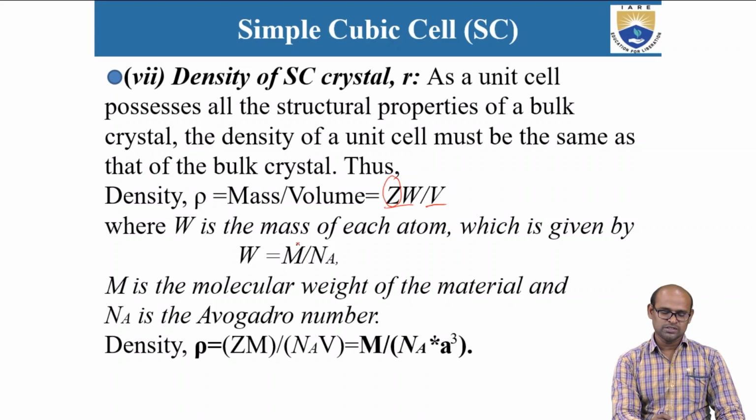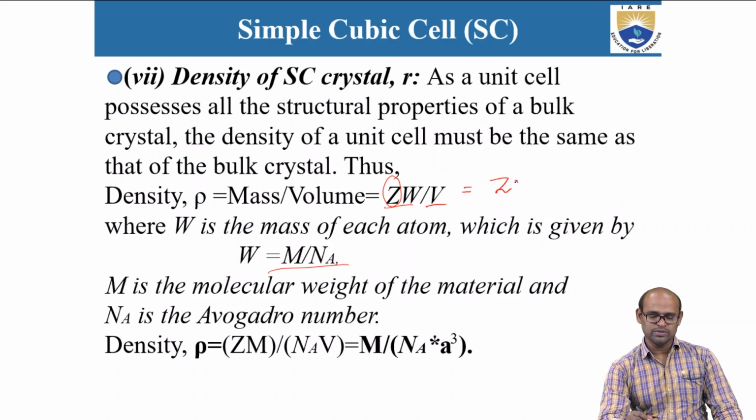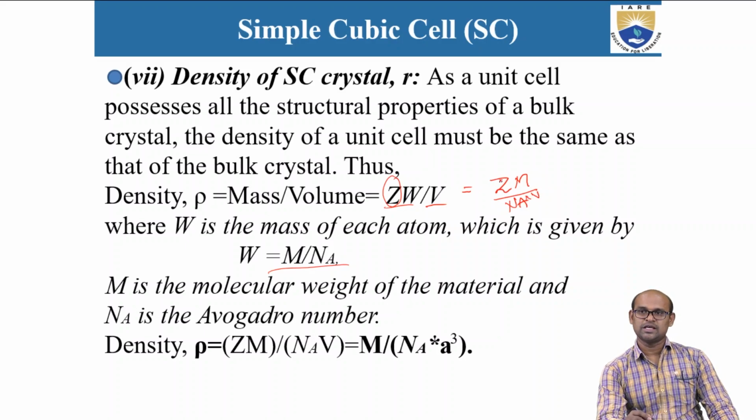W, the mass of each atom, is defined as M by Na, where M is the molecular weight of the material and Na is the Avogadro number. So density rho is given by Z times M divided by Na times V. I am just substituting this W. Z is the effective number of atoms per unit cell, multiplied by the molecular weight of the material, divided by the Avogadro number multiplied by the volume of the unit cell.